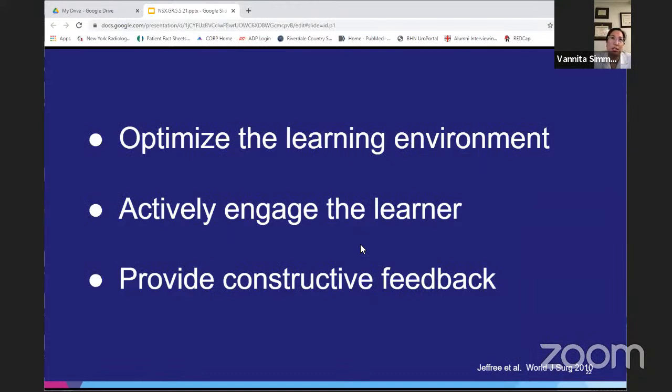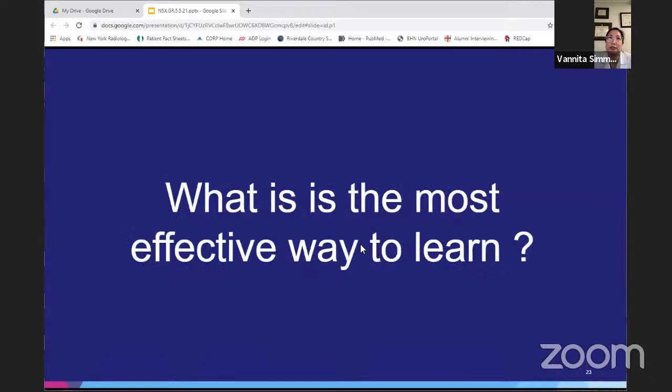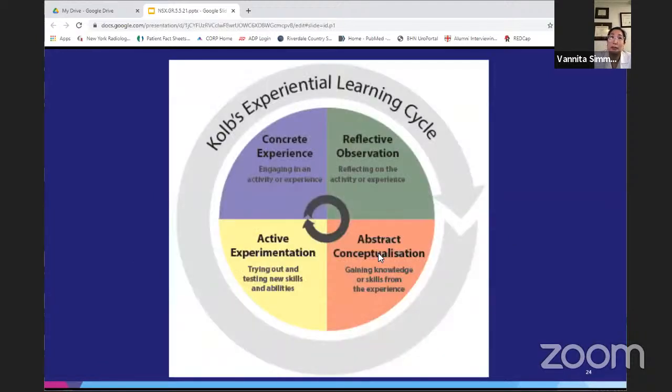So going back to our objectives of optimizing the learning environment, now we're going to discuss how to actively engage the learner and then how we can provide constructive feedback. So does anybody know what the most effective way to learn is? Is it listening to a podcast, reading textbooks, watching a movie, drawing, writing a manuscript, making an outline, talking it over with another person? It's actually all of the above.